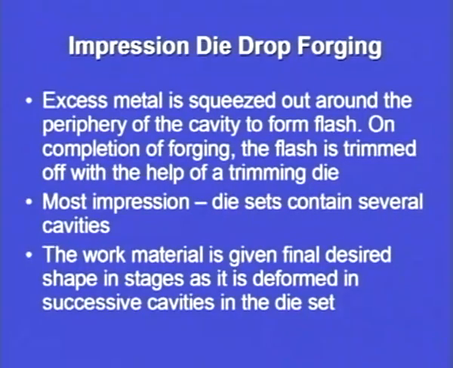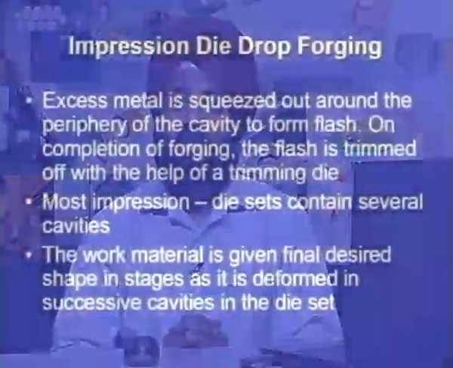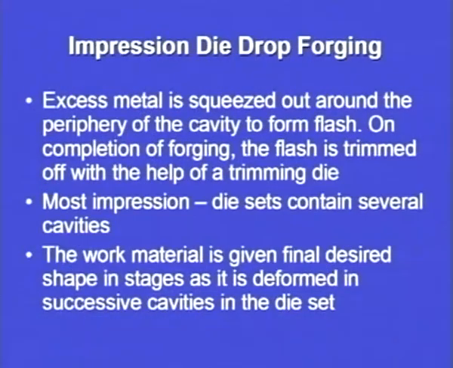So, in the case of impression die drop forging, we sometimes need a secondary operation that we can call the trimming operation. Once we are able to make a product, it has to be subsequently subjected to the trimming operation to get the desired shape. Most impression die sets contain several cavities. So, different cavities will be there. It is not that we are going to make one discrete product only; a number of products can be made simultaneously. Moreover, it depends on how much deformation we want to give.